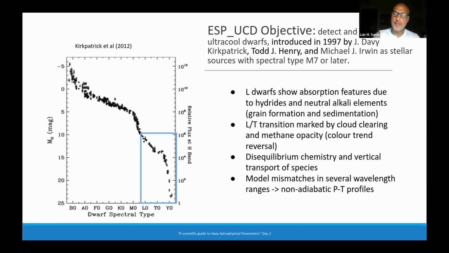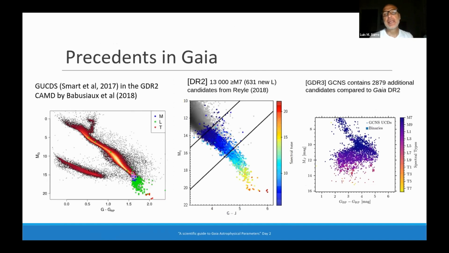Now, precedents in Gaia. The DR3 catalog of ultra-cool dwarfs and the products related to ultra-cool dwarfs in DR3 are not the first in the run of Gaia. In 2017, Smart et al. produced the first Gaia ultra-cool dwarf sample, which comprised ultra-cool dwarfs well known from the literature that were cross-matched to the first data release.